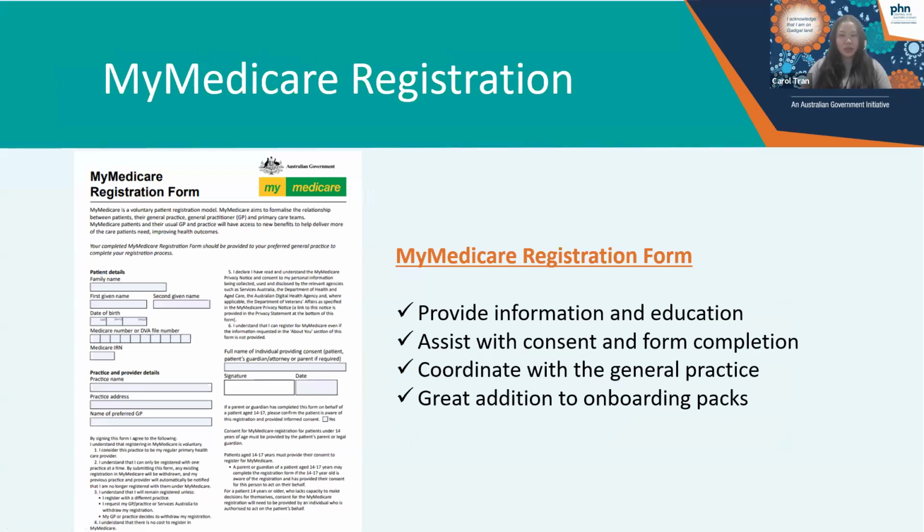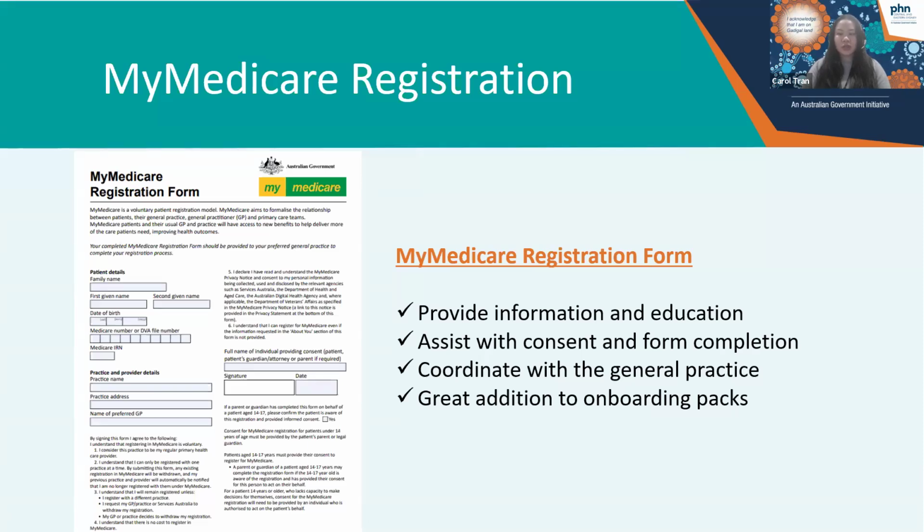This is just a snippet of the first page, but you can access the full 3-page form via the hyperlink on this slide once you get a copy after this webinar. To assist in the registration process, your role as an aged care provider would be to understand the incentive and provide clear information to residents, their families, and their carers. You can assist with consent and form completion.